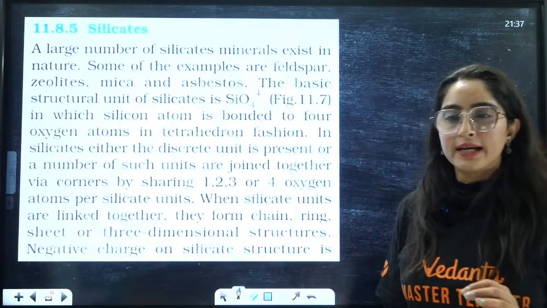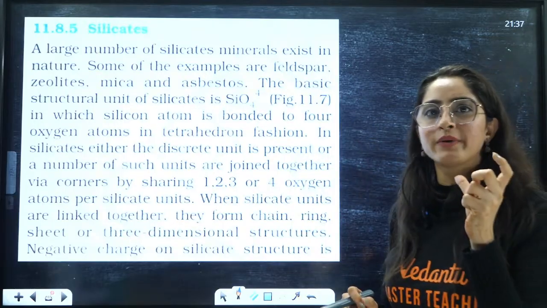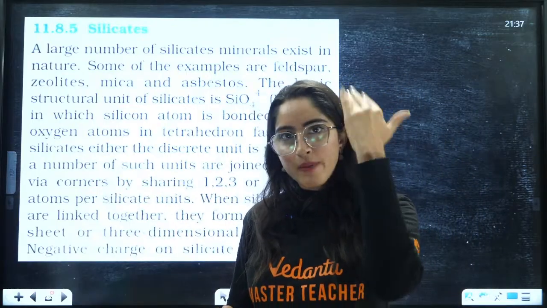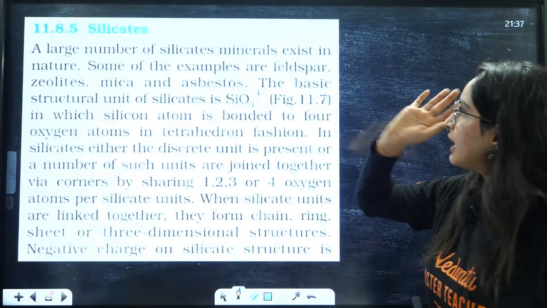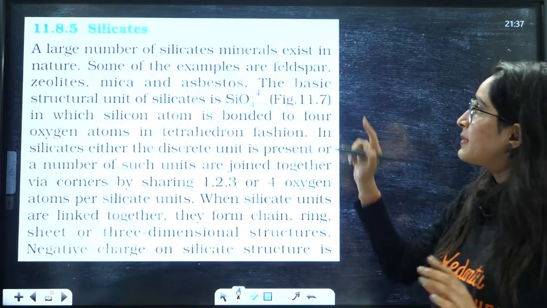Now we have silicates, right? From silicones, just remember the repeating unit, okay? You don't have to mug up everything here. A large number of silicate minerals exist in nature. Some of the examples are feldspar.